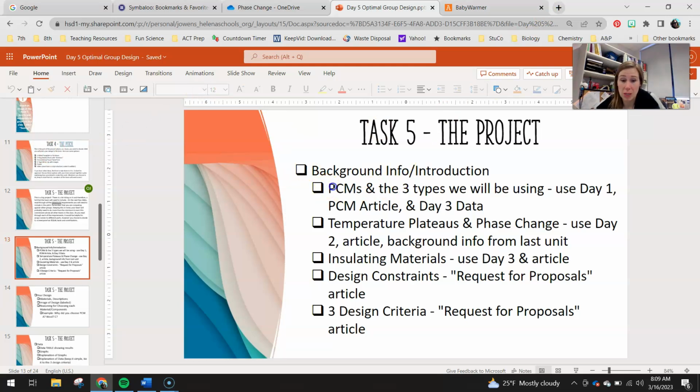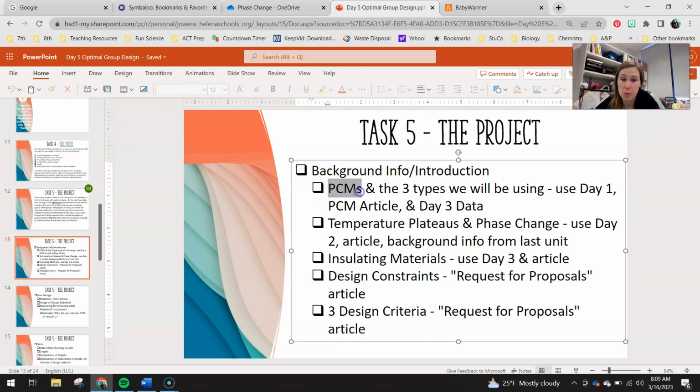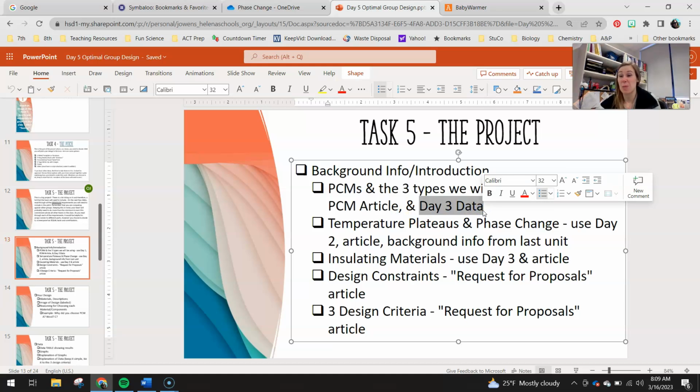You need to show me you have knowledge of PCMs or phase change materials. Okay, we have 3 different types that we're going to be using. You have information from day 1. If we look back at where you read the PCM article, you did an activity with PCMs, you did the little lab, you learned about the PCMs we're going to be using, you read the article, and then day 3, you were able to isolate some of that PCM data and see how PCM-A contributed, PCM-B contributed, PCM-C contributed, and so on and so forth.